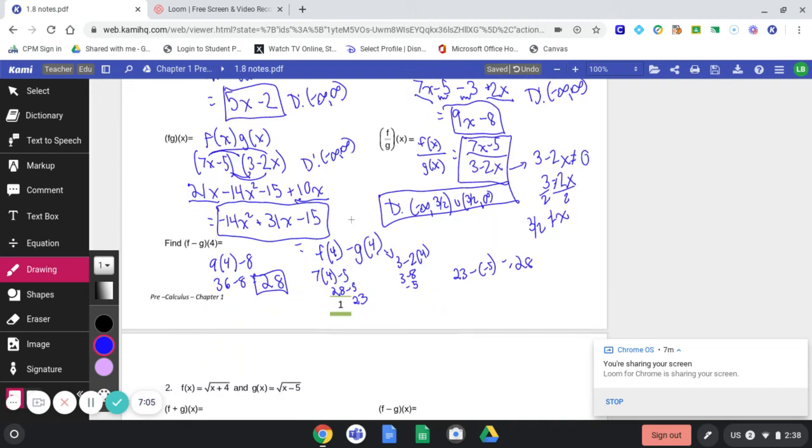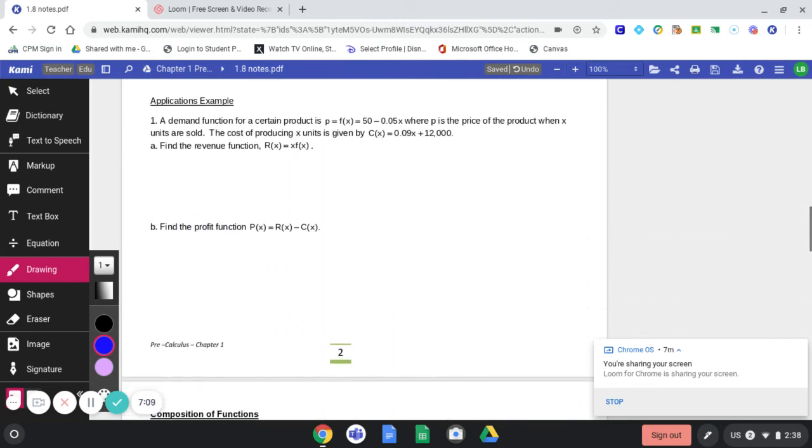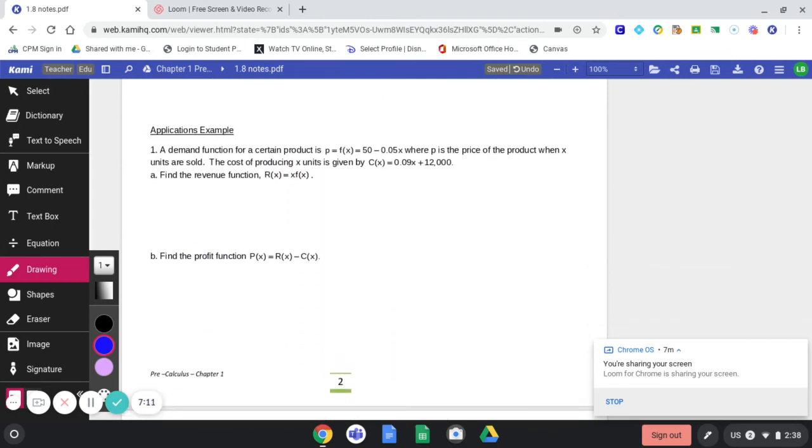All right, so we're going to skip number 2 right now. We're going to jump down to the examples for applications. So we have a demand function for a certain product: P is equal to f of x equals 50 minus 0.05x, where P is the price of the product when x units are sold. And the cost of producing x units is given by C of x is equal to 0.09x plus 12,000.